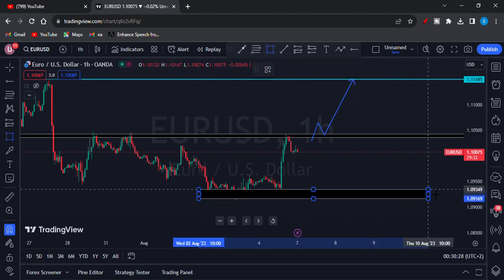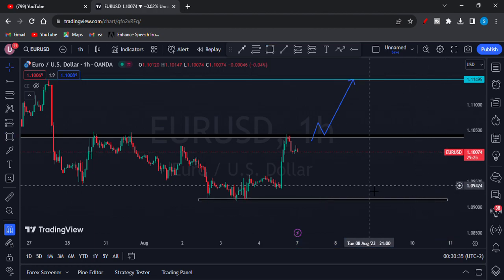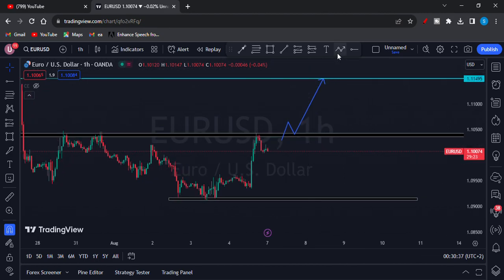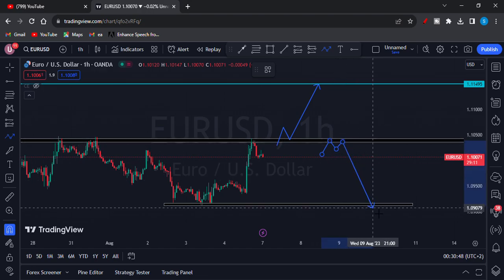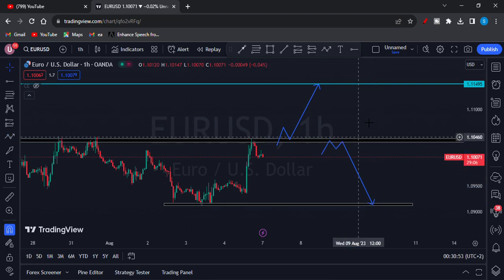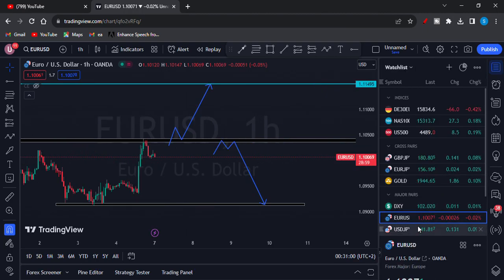But if this doesn't happen, then we have this zone here. So what we can have is a double top, and then sell up to here. Okay, that's my analysis for EURUSD. And then let's check USDJPY.